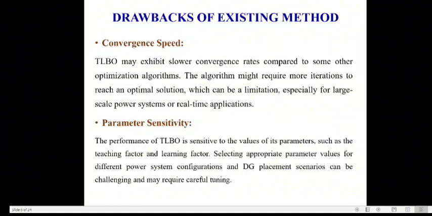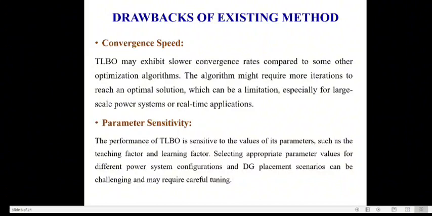Drawbacks of existing method. Convergence speed. TLBO may exhibit slower convergence rates compared to some other optimization algorithms. The algorithm might require more iterations to reach an optimal solution, which can be a limitation, especially for large-scale power systems or real-time applications. Parameter sensitivity.